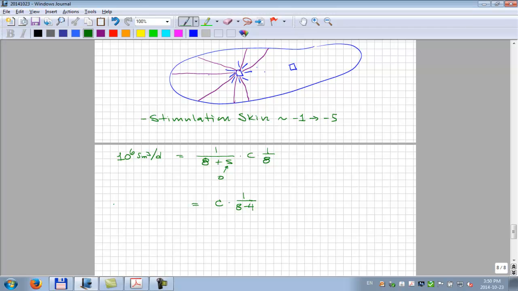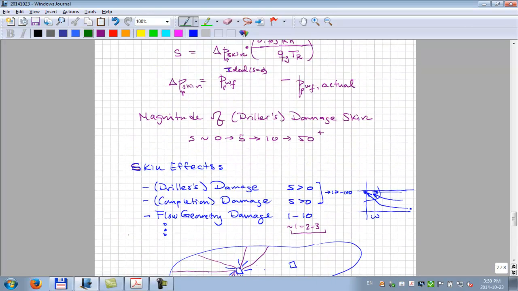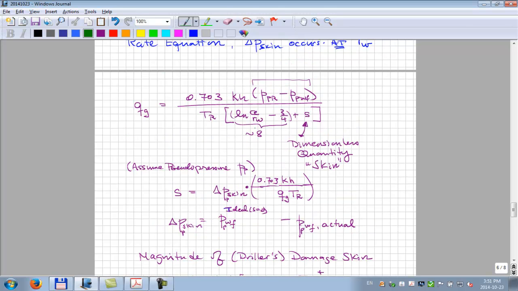It's going to bring it to 2 times 10 to the 6th, right? So it doubles the rate for the same pressure drop. And theoretically it could go to tripling the rate. There are also other effects, but basically doubling the rate by stimulation is a good stimulation treatment. So we also include this skin term here for stimulation.